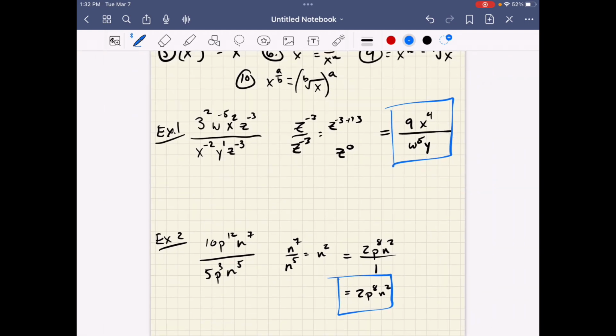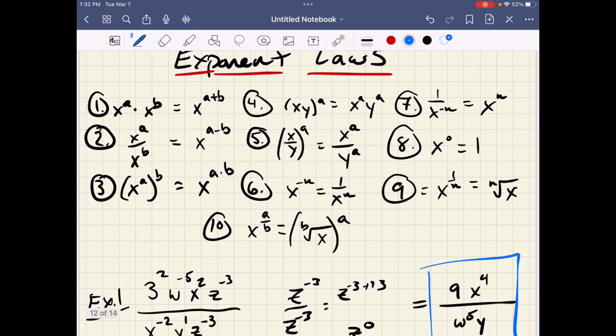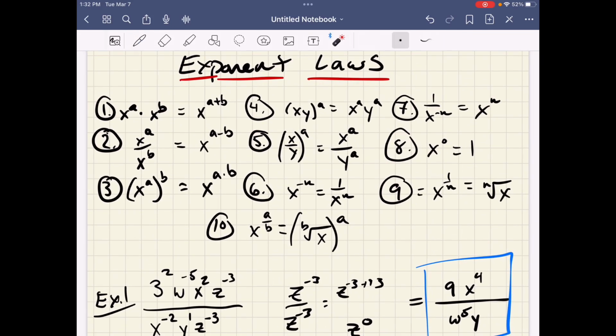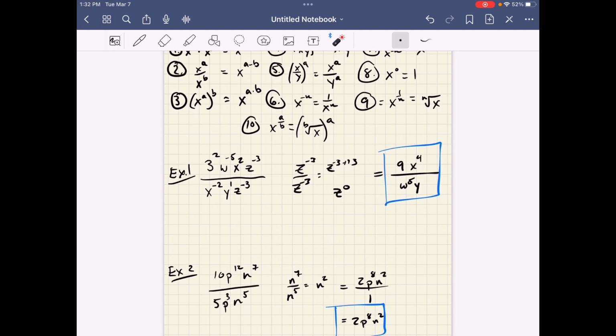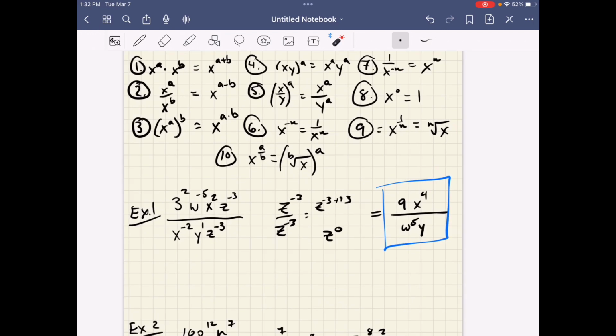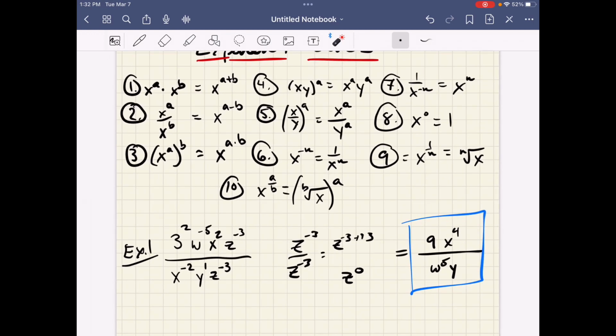Now, in no way, shape, or form could I begin to show you every possibility when it comes to using all of these exponent laws or rules. So this is just a situation where you're going to have to practice a whole lot in order to get good at these. Hope this video helps, and I'll see you.